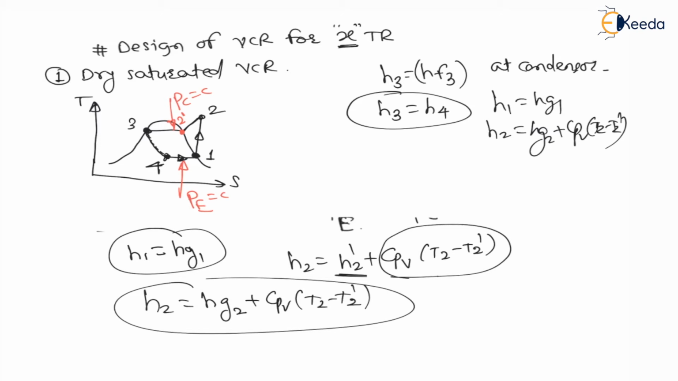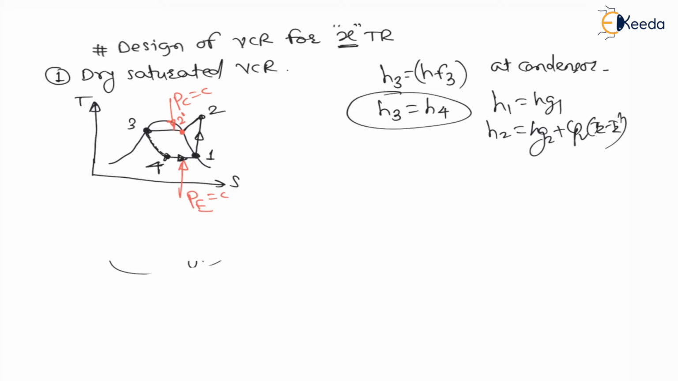So let us find COP. Now here COP, coefficient of performance, is nothing but net refrigerating effect divided by work of compression. Net refrigerating effect is 4 to 1, therefore H1 minus H4, divided by compressor work, which is 1 to 2, that is H2 minus H1. This is dry saturated VCR cycle.